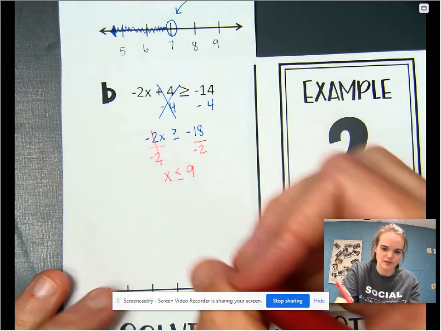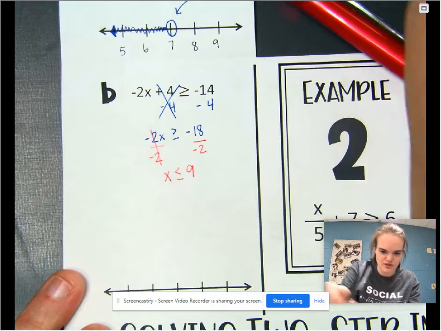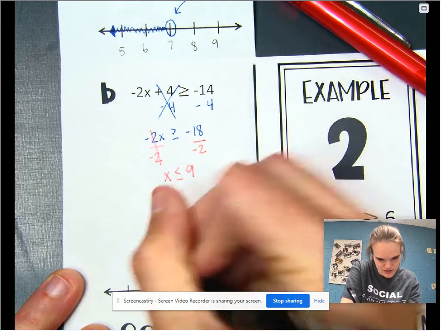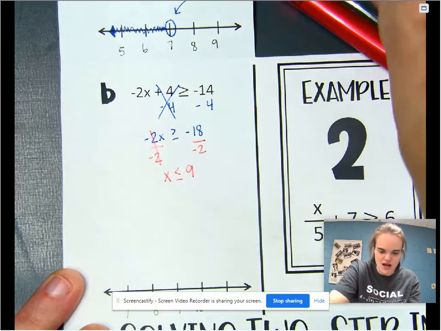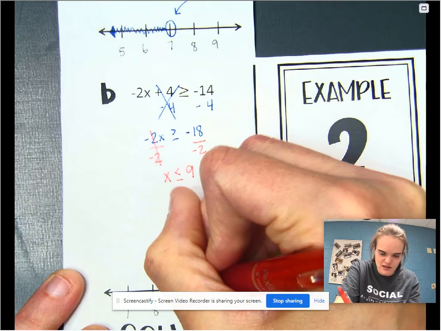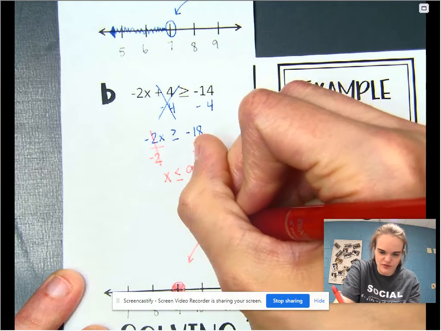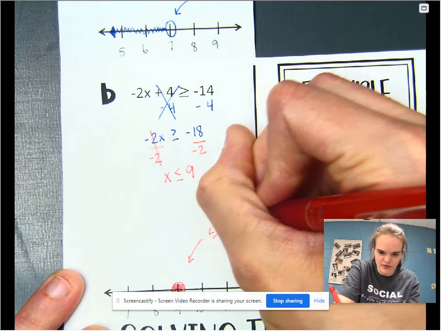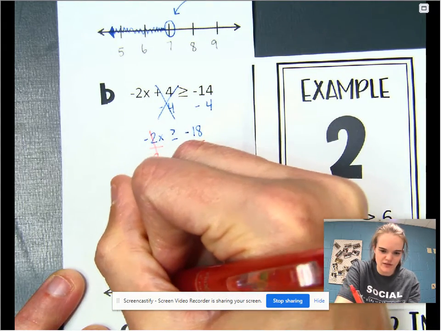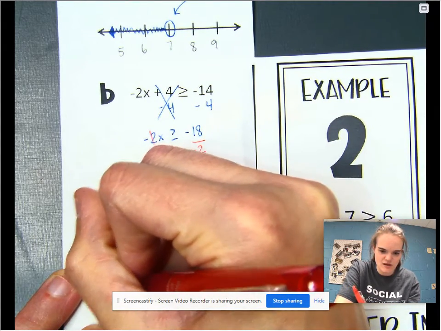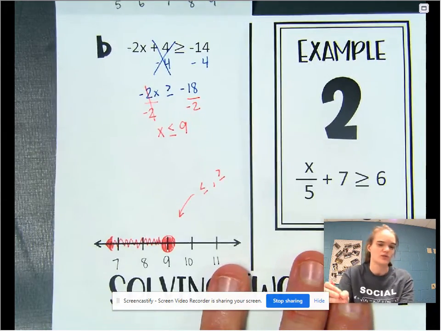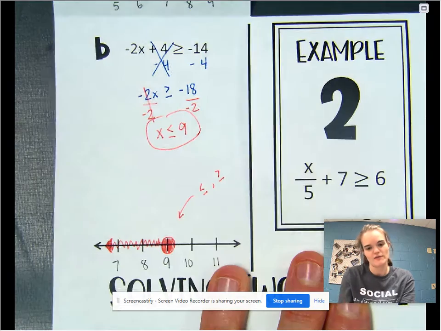Alright, now I'm going to graph it. I'm going to put 9 in the center, 10, 11, 8, 7. It's going to be a closed circle because it's closed if it is less than or equal to or greater than or equal to. This is less than or equal to, so I'm going to shade to the left. Okay, so there is the solution and its graph.